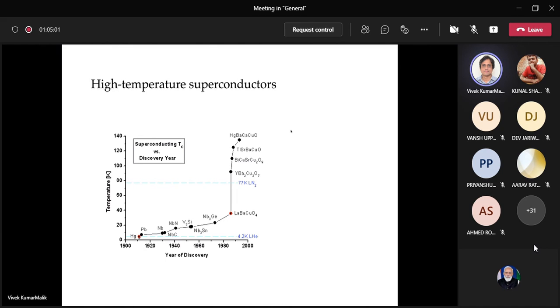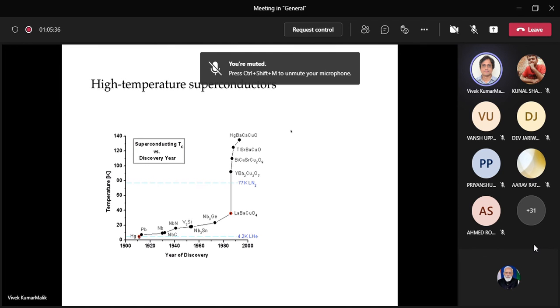Karl Müller and Bednorz discovered superconductivity in lanthanum barium copper oxide, at more than 30 Kelvin or 40 Kelvin. By that time, it was established by the BCS theory that the highest critical temperature could be around 24 or 25 Kelvin. That's what BCS theory told us, that the critical temperature cannot be above 25 Kelvin. There was a limit.